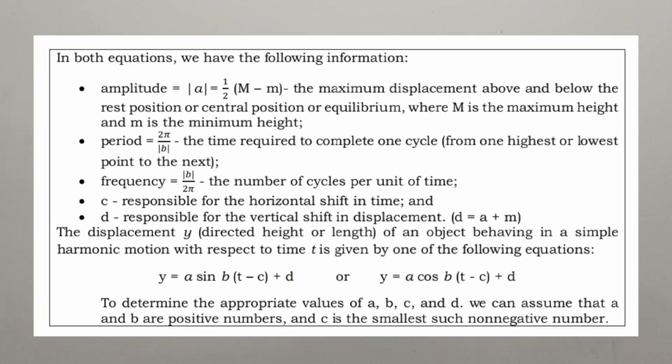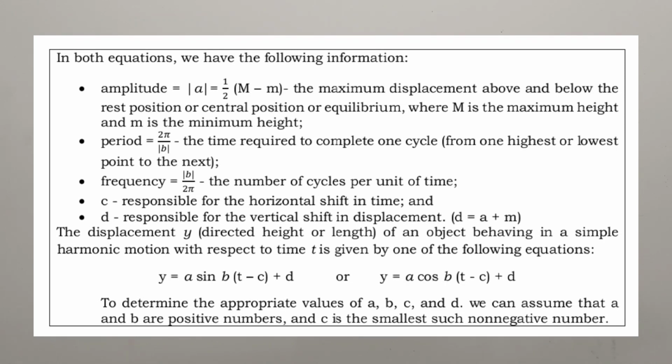For the amplitude, which is the absolute value of a, that is from the axis to the highest point or from the axis to the lowest point. If you are given the highest and the lowest point, the amplitude is half of the difference of the highest and the lowest point. The formula of the period is 2 pi over the absolute value of b. This period is the time required to complete one cycle.